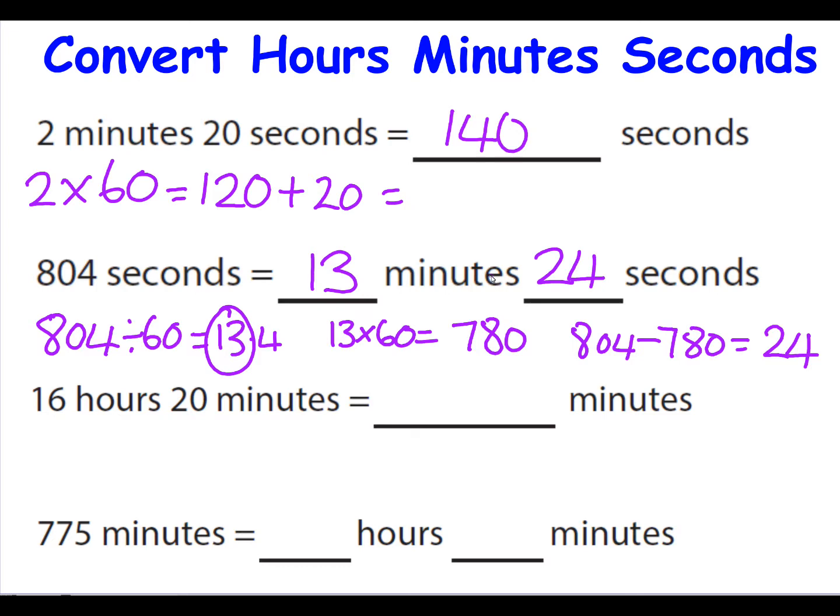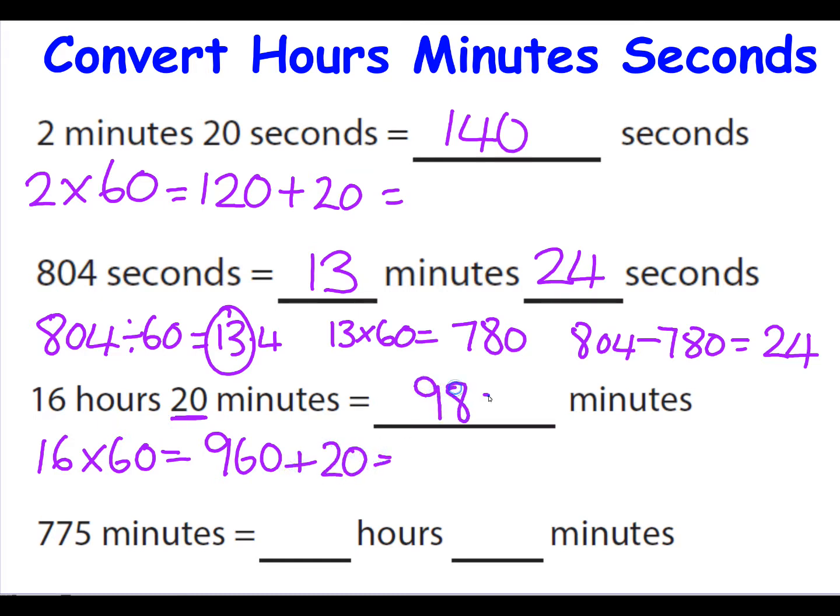Now let's look at hours and minutes. How many minutes are there in 16 hours and 20 minutes? Well, I know there are 60 minutes in an hour, so I need to multiply my 16 by 60, which is 960 minutes. I've got another 20 minutes here that's already in minutes, so that gives me 980 minutes in my 16 hours and 20 minutes.